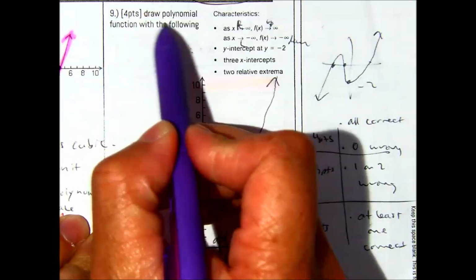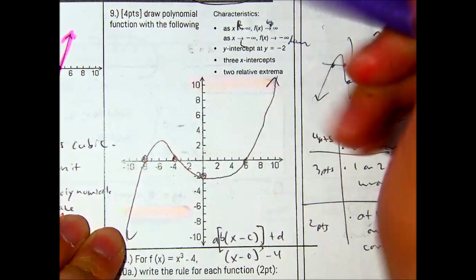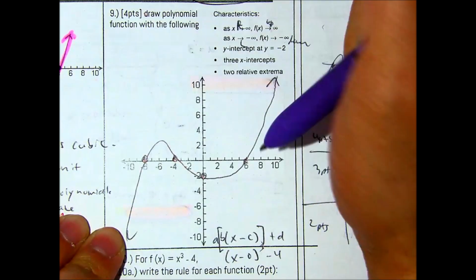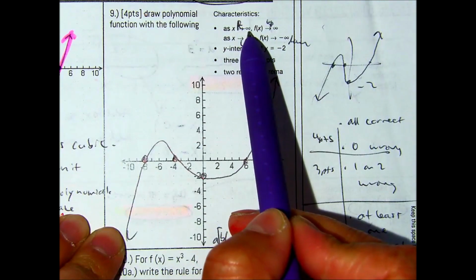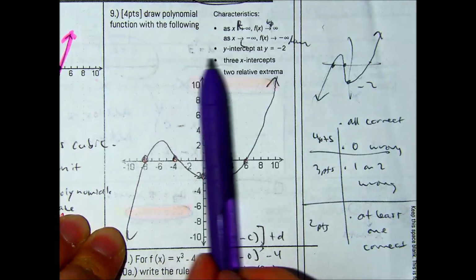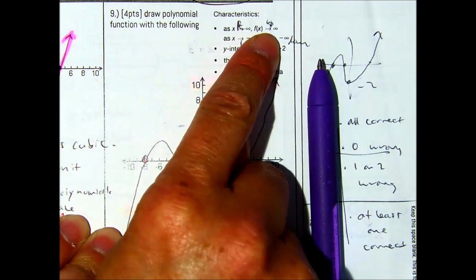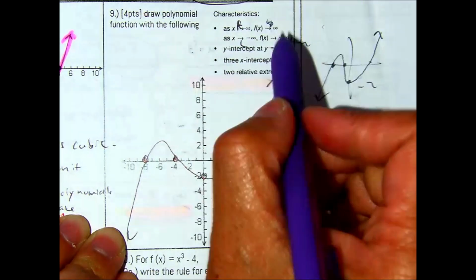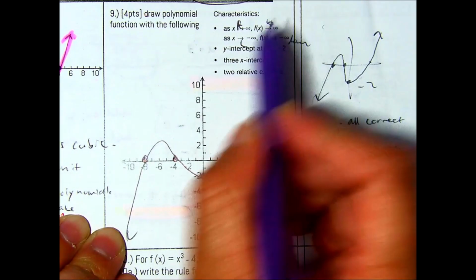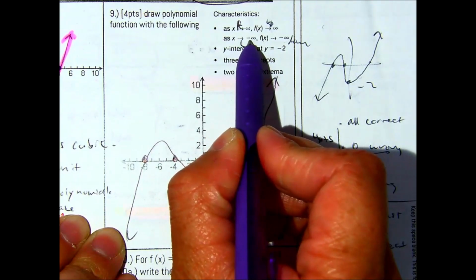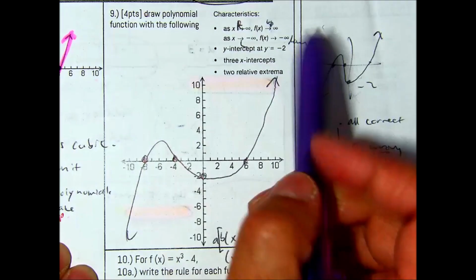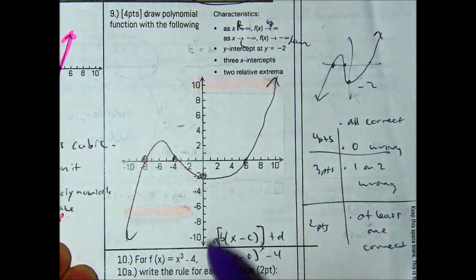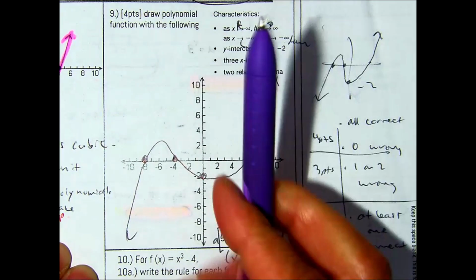Draw the polynomial function with the following. You have 4 dots, so 4 characteristics. As x approaches positive infinity, so that means as you go to the right, what's happening to the graph? It tells you the graph is going to positive infinity, which means it's going to finish up. As x approaches negative infinity, that basically means as you go towards the left, what happens to the graph? It says f of x, or the y values, will end up going down.